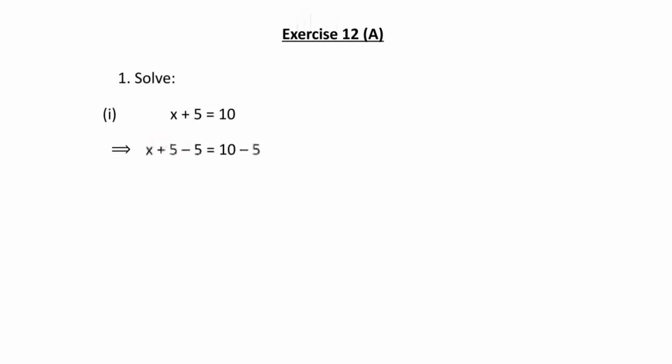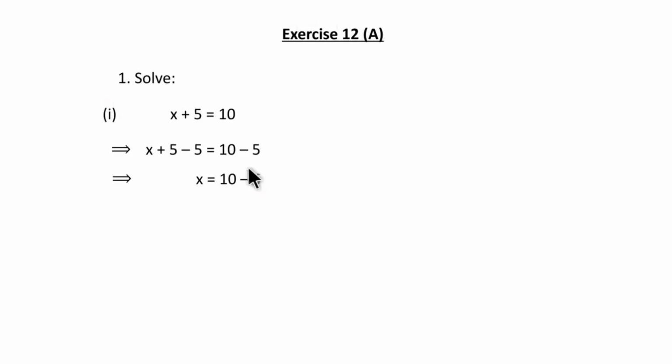Now let's see, in exercise 12a we have question number 1, solve. Here x plus 5 is equal to 10. This is the question given. Simply like the example shown, x plus 5 can be solved by writing x plus 5 and minus 5, so that this 5 can be cancelled, and we do exactly the same thing with the right hand side, so 10 minus 5. Here 5 and minus 5 cancel, so you get x on the left hand side, and on the right hand side we get 10 minus 5.